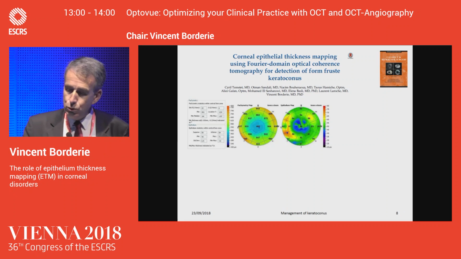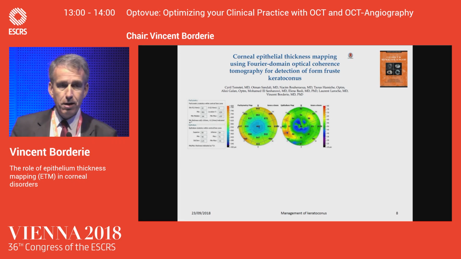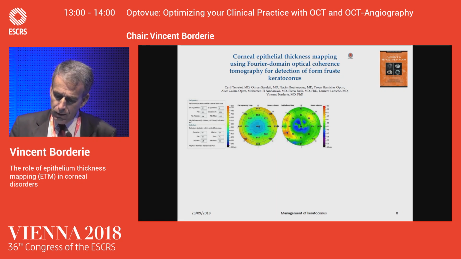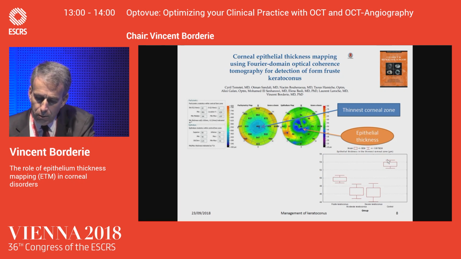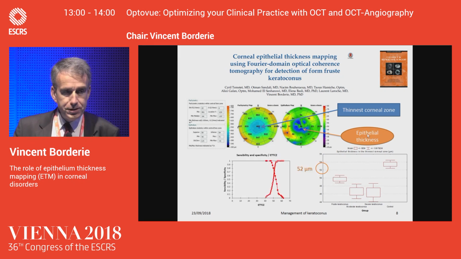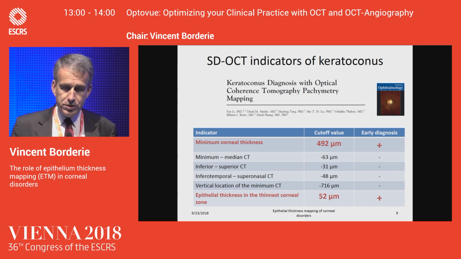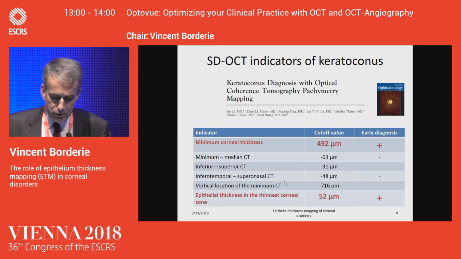Spectral domain OCT is useful not only for early diagnosis of keratoconus, but also for very early diagnosis of keratoconus. I mean diagnosis of keratoconus fruste, that is keratoconus with normal topography. In fact, if you look at the sinus corneal zone and you measure the epithelial thickness in this zone, you can clearly differentiate normal corneas from keratoconus fruste, early keratoconus, and advanced keratoconus. And if the epithelial thickness is below 52 micron in this zone, then you have a high chance of having keratoconus. We now have several indicators of keratoconus on spectral domain OCT data, and two of them permit early diagnosis of the disease, which are the minimal corneal thickness and the epithelial thickness in the sinus corneal zone.